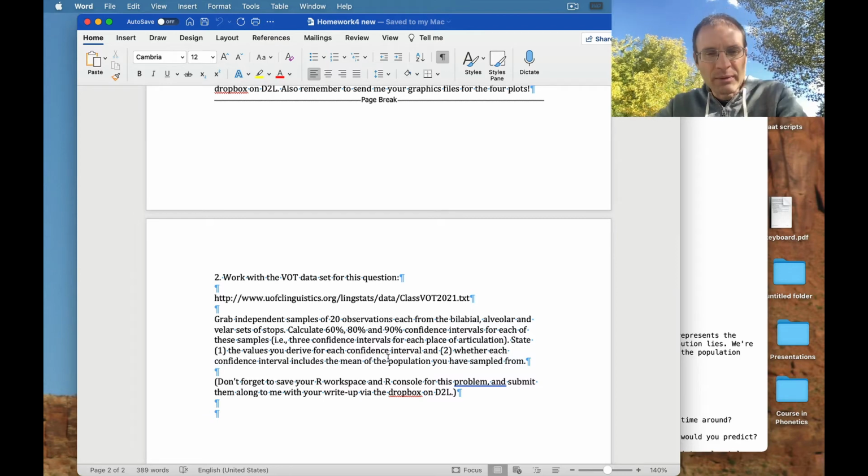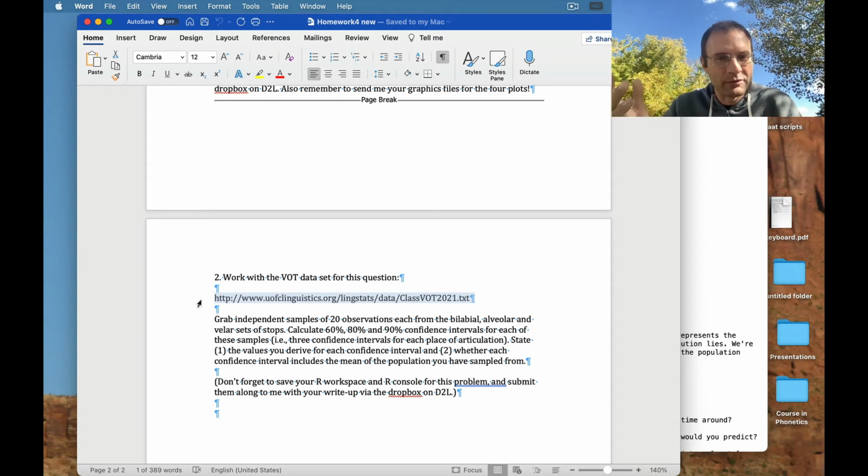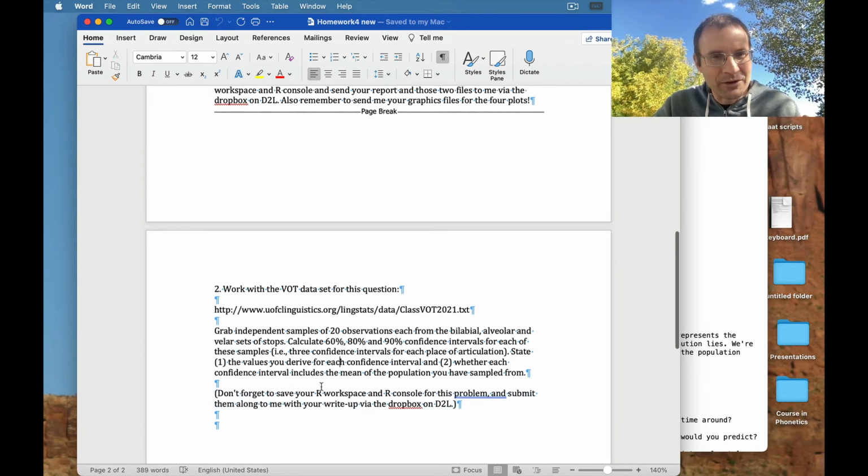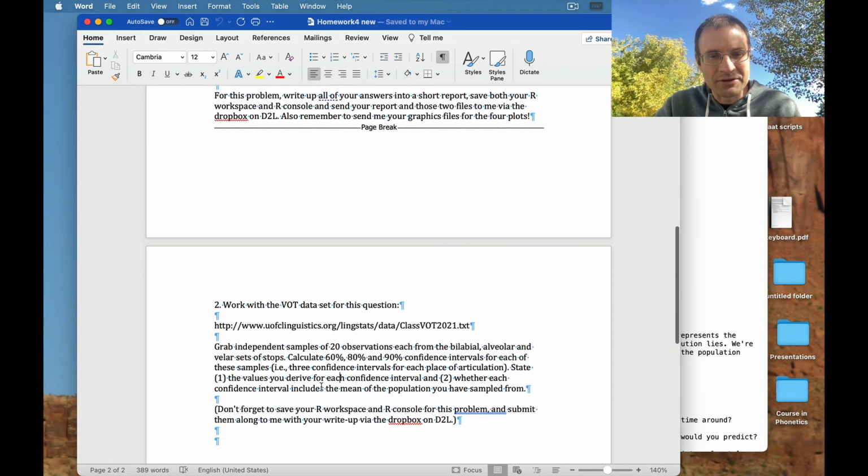So in this case, when I'm saying population, I just mean the population of all the bilabial stops in this database, or the population of all the alveolar stops in this database, so on and so forth. So just consider this data set as a population itself, which can be split up into 3 different places of articulation. And then again, I want you to save your workspace and your console for this problem, and then submit them to me along with a write-up via the Dropbox on D2L, and then you're basically done.